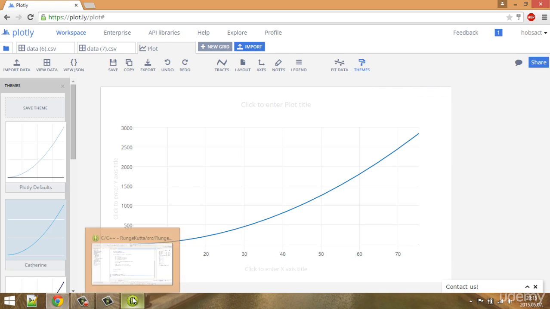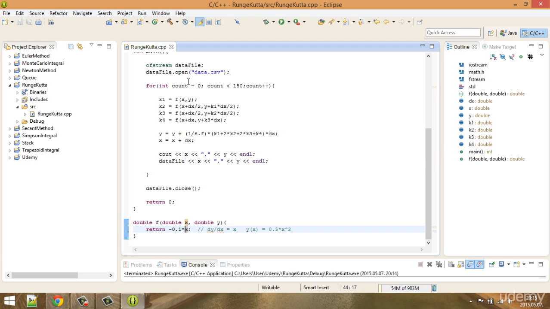So that's all about solving differential equations with the help of Runge Kutta and the Euler method.